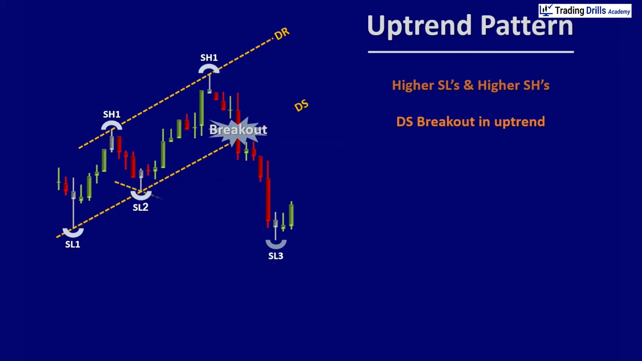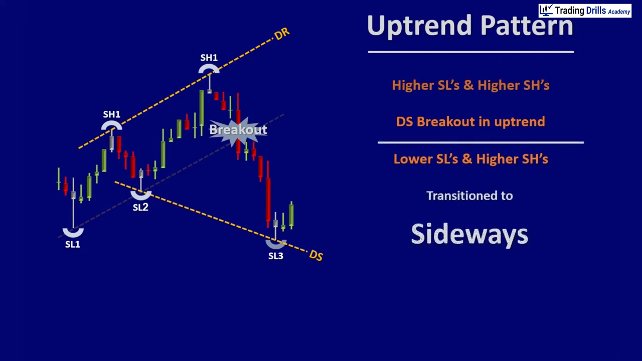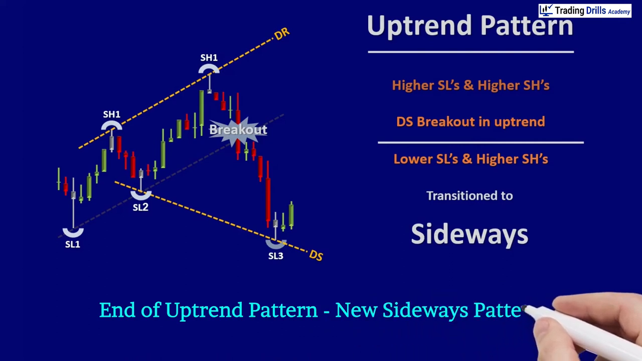Or you may see that the new pattern has higher swing highs but lower swing lows, or other variations of sideways patterns. This indicates the uptrend has ended and the market entered a sideways pattern.